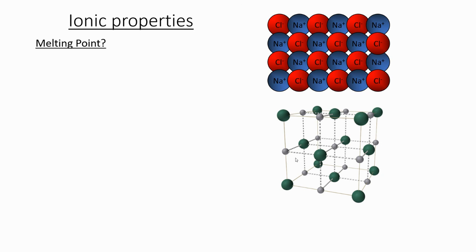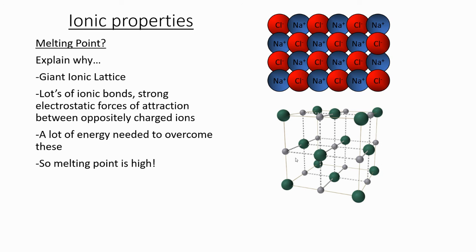Explaining properties. Well, ionic compounds have what we call a giant lattice structure. You can see on the right hand side this featured. So because of the giant ionic lattice, there's lots and lots of ionic bonds, and these are very, very strong forces of attraction, electrostatic forces of attraction. The electrostatic forces of attraction are all around the ions, so a lot of energy is actually needed to overcome these strong electrostatic forces. Because of the high amount of energy needed to overcome these forces, the melting point is going to be high.